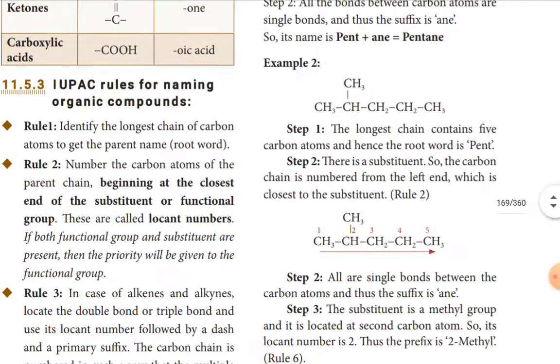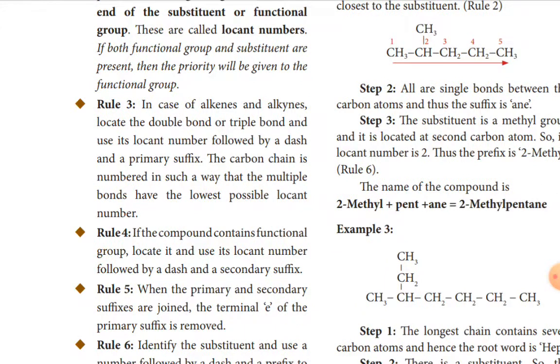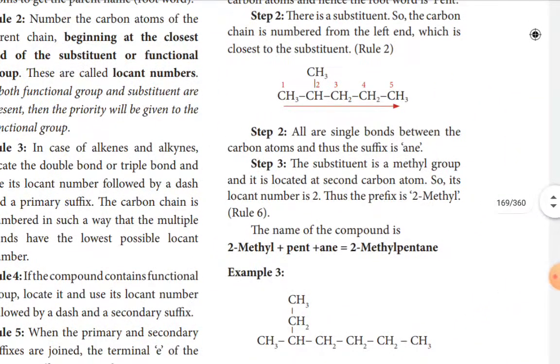So there are 6 rules. Out of these, the first 3 rules are very, very important, because from these we can name the organic compound. First we have to identify the longest chain to get the root word. Second, number the carbon atoms based on the presence of functional group or substituent. Third, we have to give the lowest possible number to the double bond carrying carbon or triple bond carrying carbon. And you can see some examples.